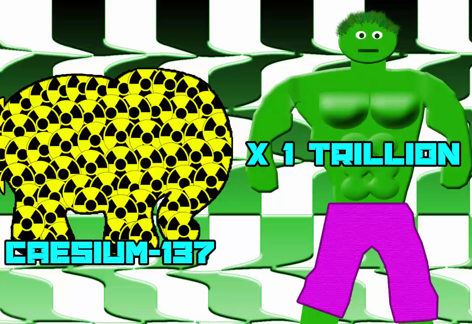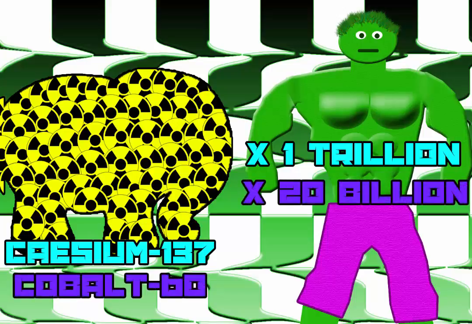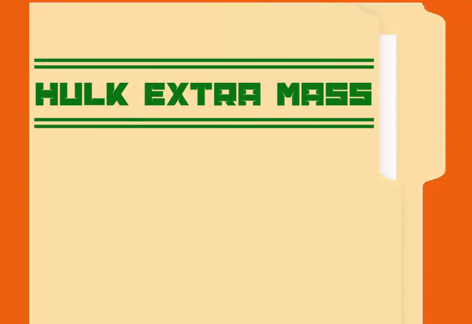For example, using cobalt-60 instead, he would still need as much as would weigh the same as over 20 billion elephants. So to conclude, the idea that the Hulk's extra mass could come from ambient gamma energy is very far-fetched in that there is no place on Earth with enough background gamma radiation for the Hulk to draw from.